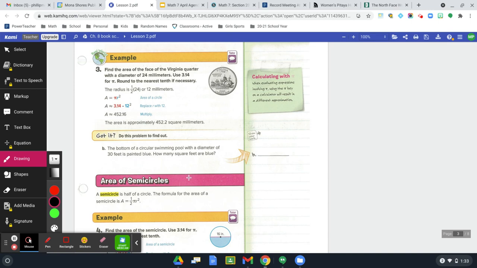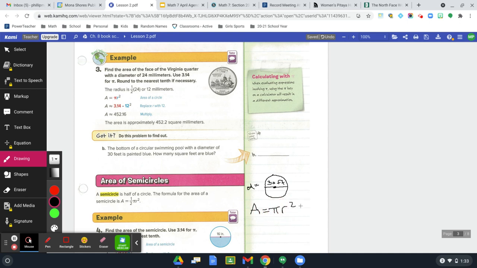So on this one, I'm going to show a picture here. I'm going to come over to the right and draw the bottom of that swimming pool that's circular in shape. And it's telling you the bottom of that swimming pool has a diameter. So the diameter goes right through that center point there of 30 feet. Diameter, 30 feet. And so we need to know how many square feet the bottom of that swimming pool, how many square feet there are. Well, this is our formula, right? Area equals pi r squared.